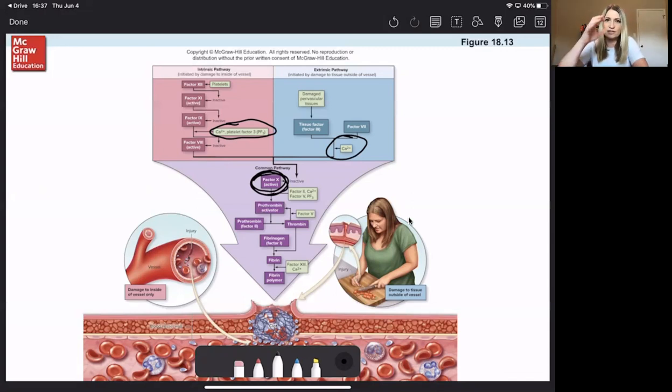And I know it's a bunch of factors there, so try to find a way to maybe memorize how they go in order. One other thing I maybe didn't mention in this pathway here is that vitamin K is also vital to this process working properly. So if you are deficient in vitamin K, this pathway will not work properly, okay?